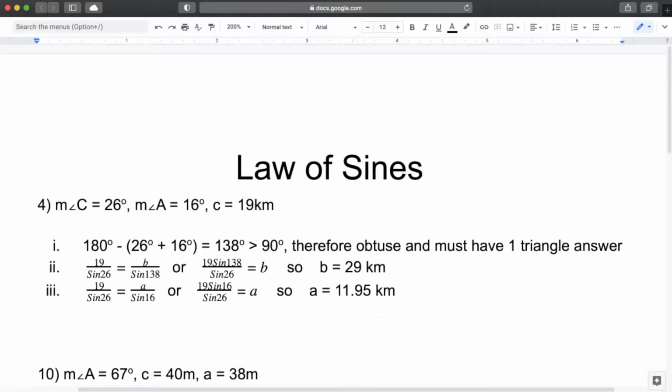Today we will be covering the law of sines. So in the first problem here, we have been given two angle measures and one side measure.